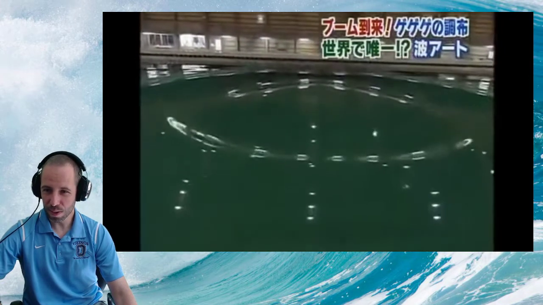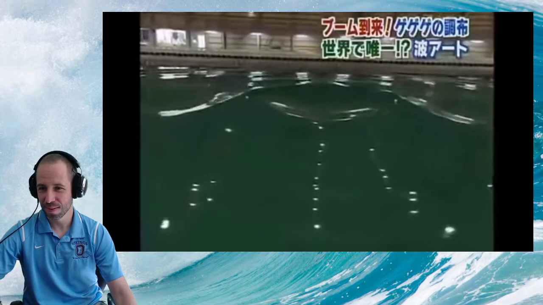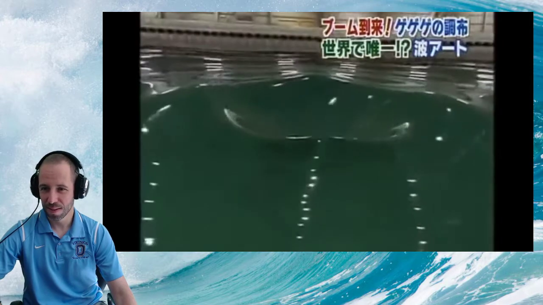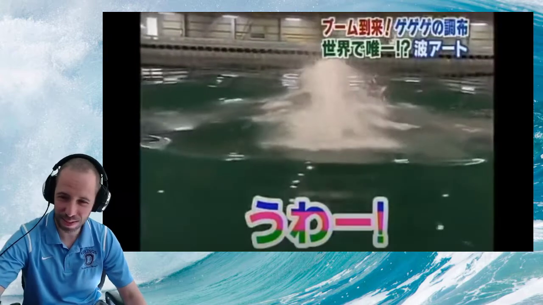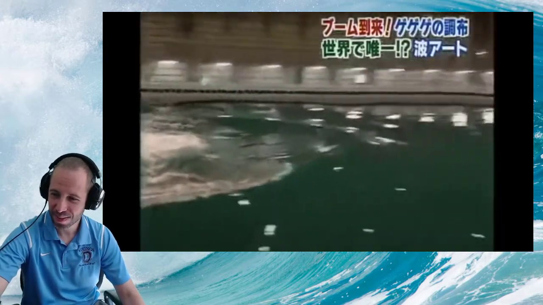I think this is the orca. See the whale doing the whale tail splash thing? Pretty cool.